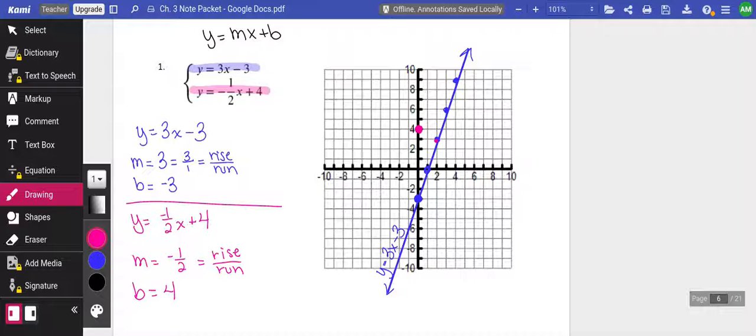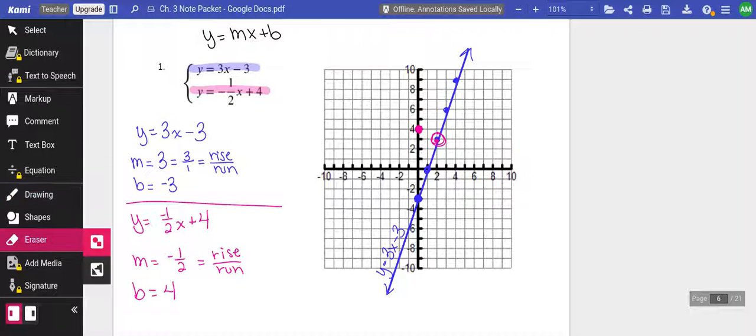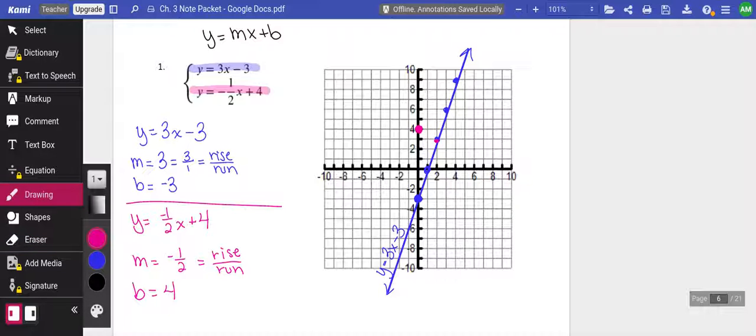When I do that, notice that I hit this point. I like to circle it when I hit it. That point is the same. It is both blue and pink. So I like to circle it. And then I'm going to go down 1, right 2 again. Down 1, right 2. Down 1, right 2.